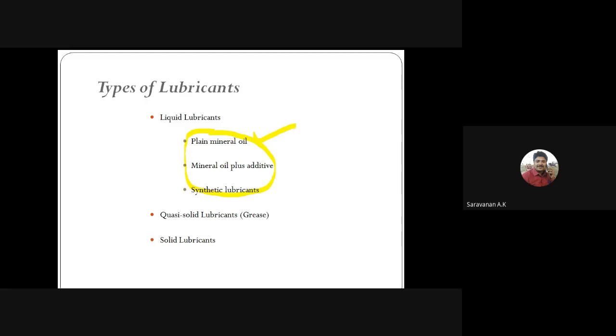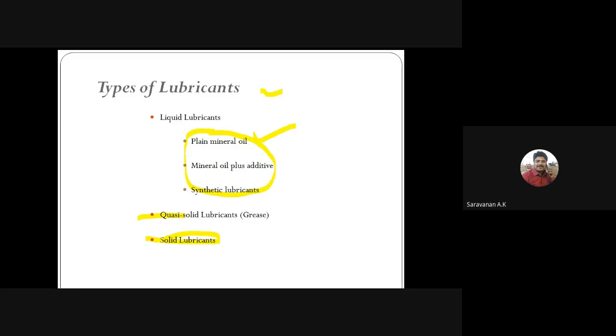Before seeing the second one, the quasi solid lubricants, first we can see the solid lubricants, then it will be easy. You may know what grease is. It's a semi-solid. Grease is not a liquid and not a solid, but a semi-pasty form of lubricant, so it is called a quasi solid lubricant.